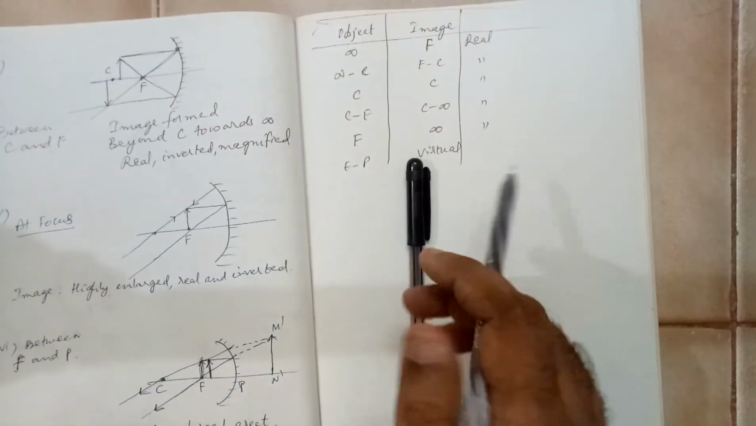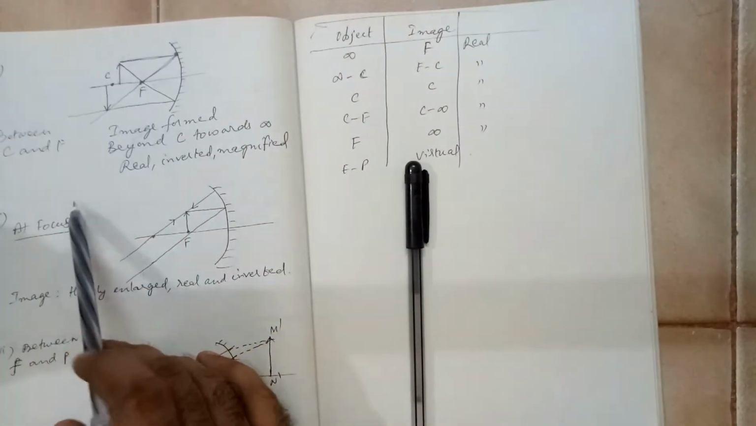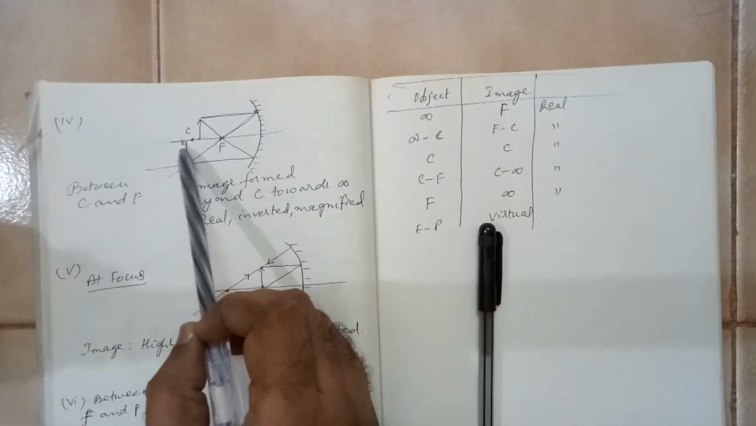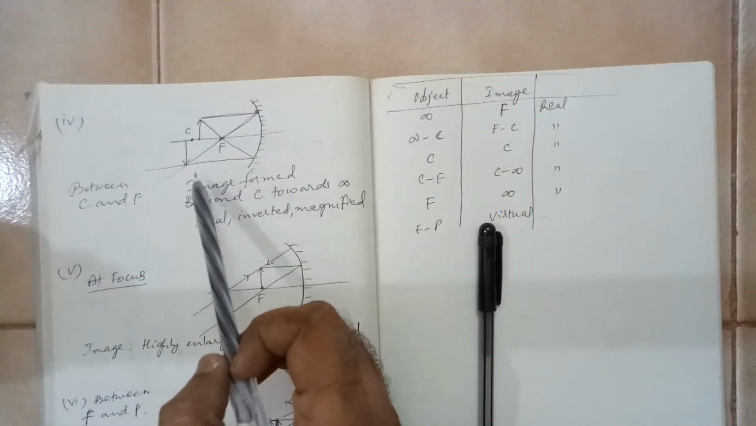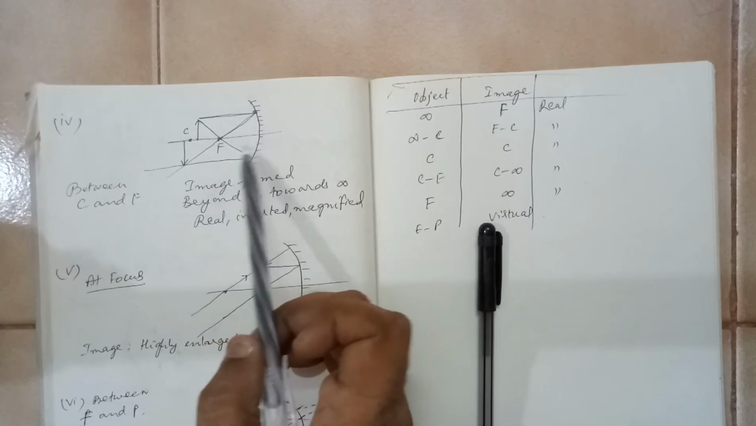Now we have come to C. So we will be moving to a point which is between C and F. C is the center of curvature and F is the focus. So in this situation what happens?